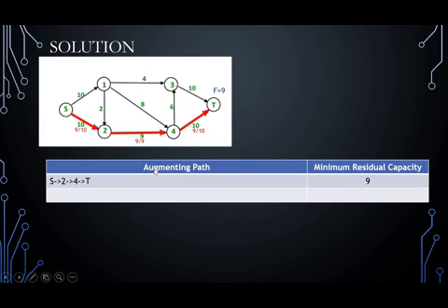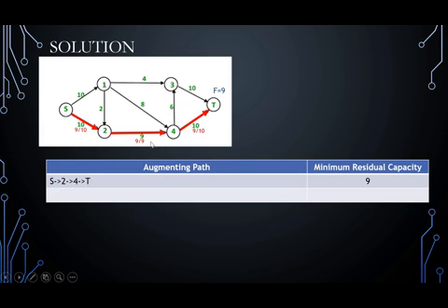The first augmenting path that I take is from S I will move to 2, from 2 I will go to 4, from 4 I will go to T. So from source to sink I have traveled through this path. Look at the maximum capacities of each of the arcs. So the maximum capacity here is 10, the maximum capacity here is 9, and the maximum capacity here is 10. So we call this the bottleneck capacity.